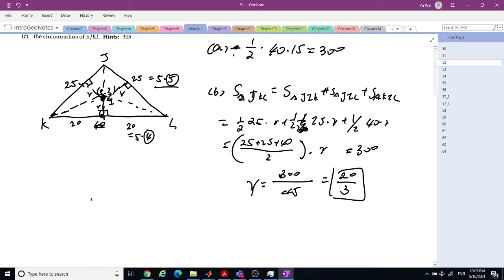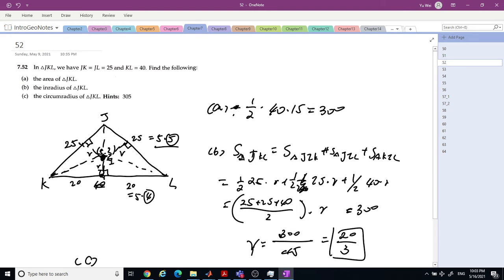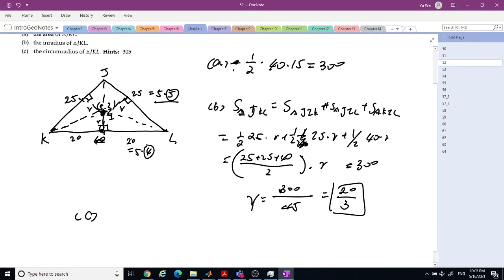Last piece, C. What is the circumradius of this triangle? This is a perpendicular bisector, and this is another perpendicular bisector. So the circumcenter of this is O.